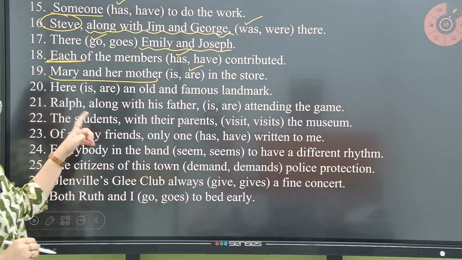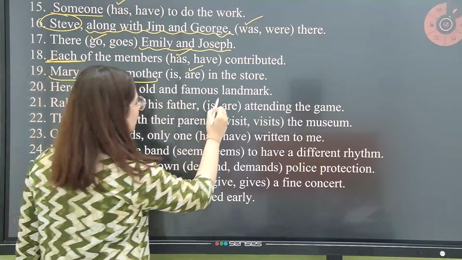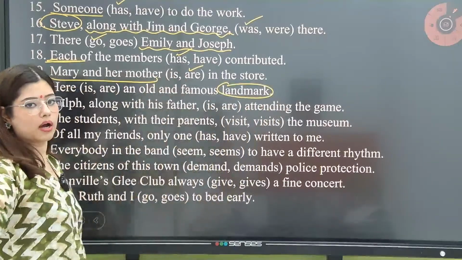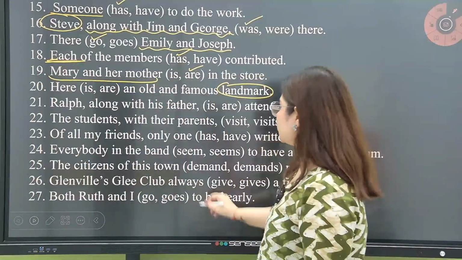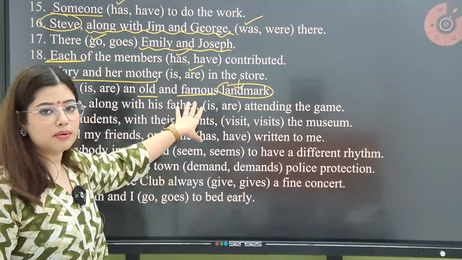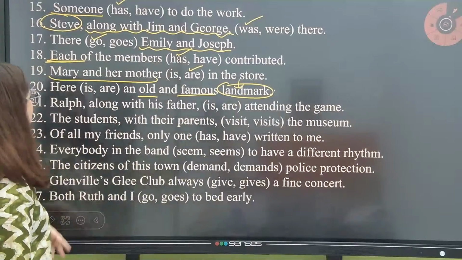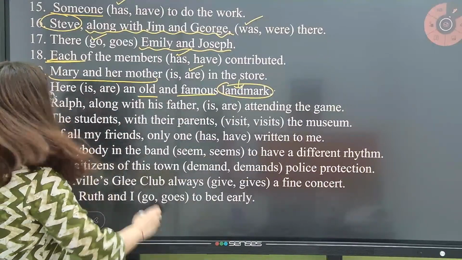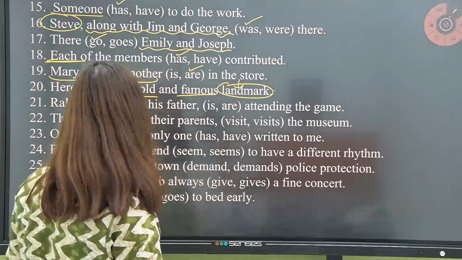Here, dash, an old and famous landmark. Now we are talking about the same landmark. We're not talking about multiple landmarks. The adjectives that are being used to describe this landmark, they can be more than one, but we are talking about one landmark, right? So, singular verb form here is an old and famous landmark.